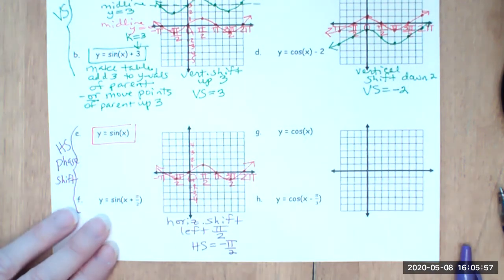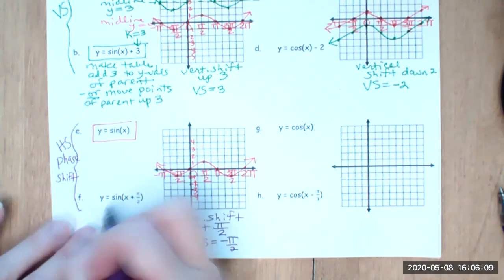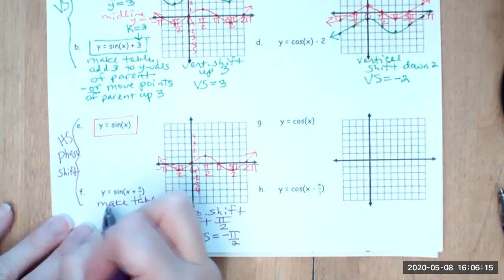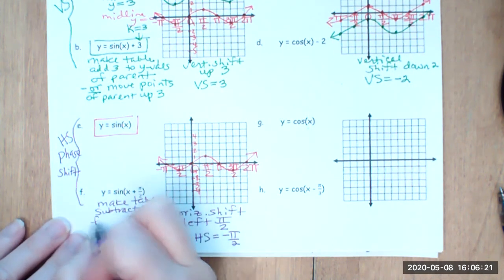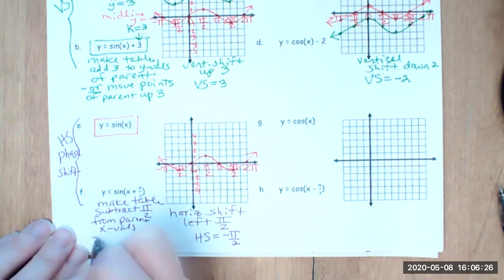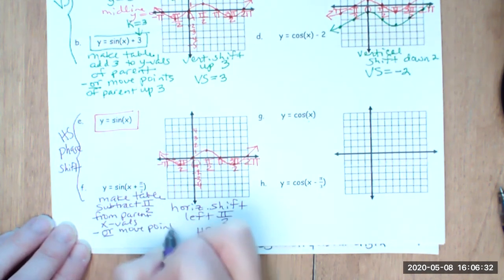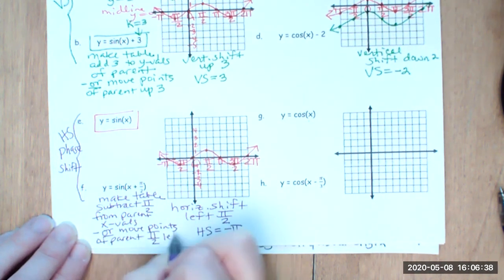Now what I'm going to do is shift all the points left pi over 2, or another option is I could make a table and subtract pi over 2 from the parent x values. Or, which is what we're going to do here, move points of the parent pi over 2 to the left.